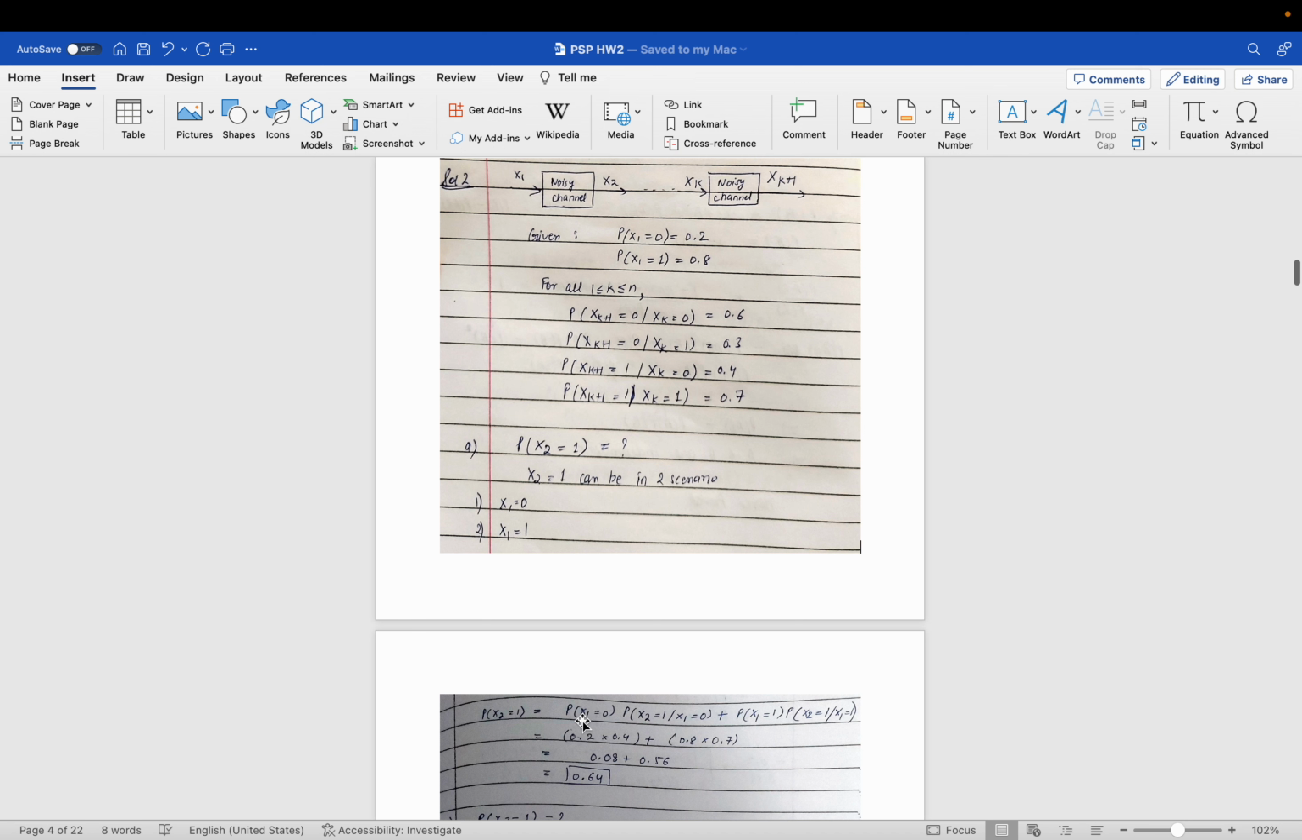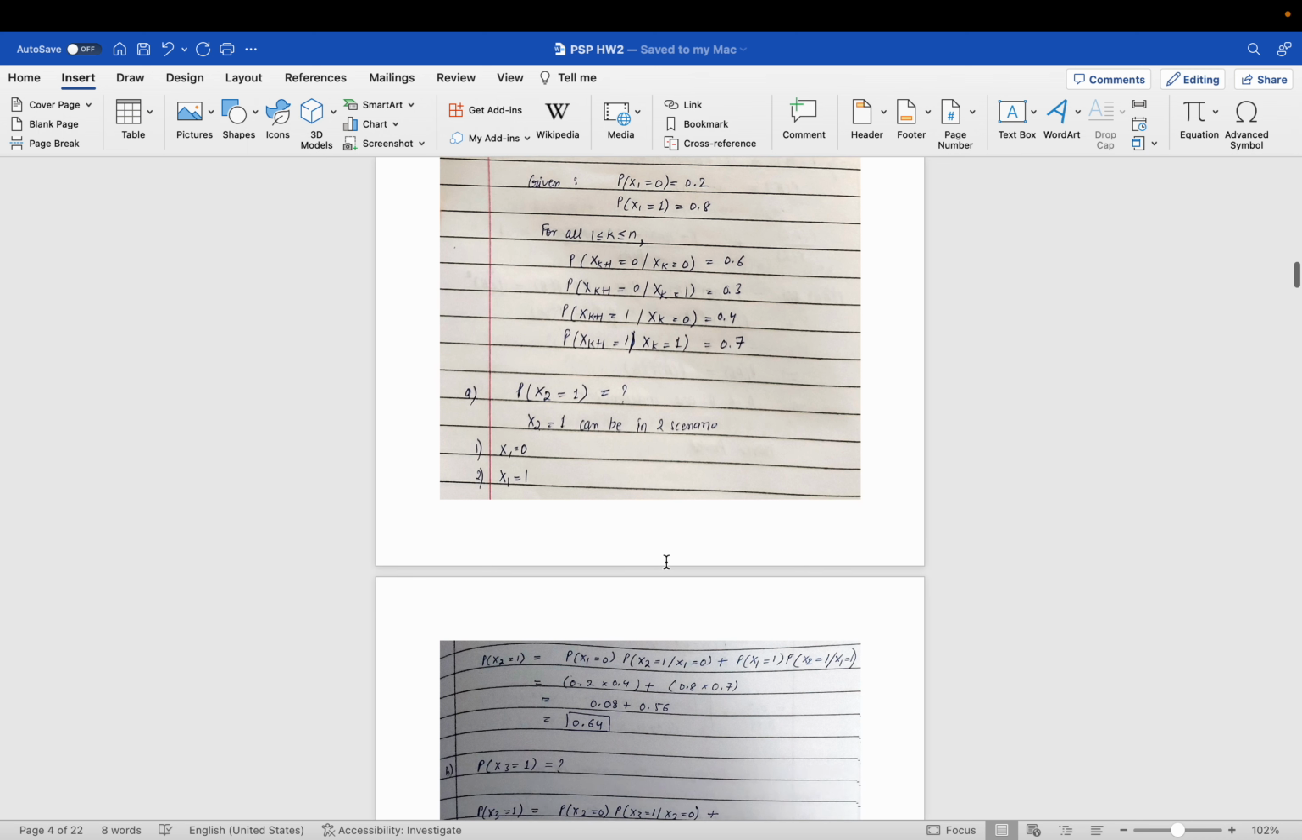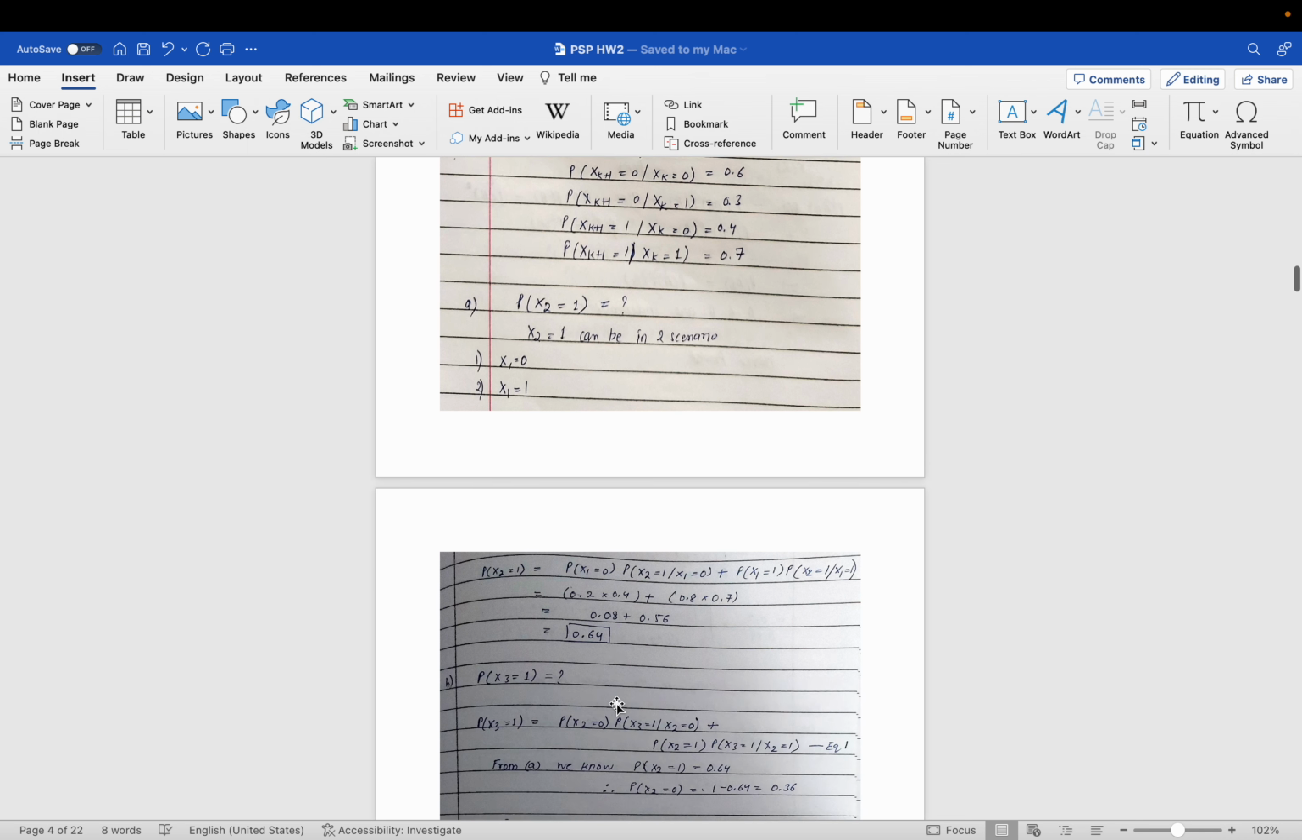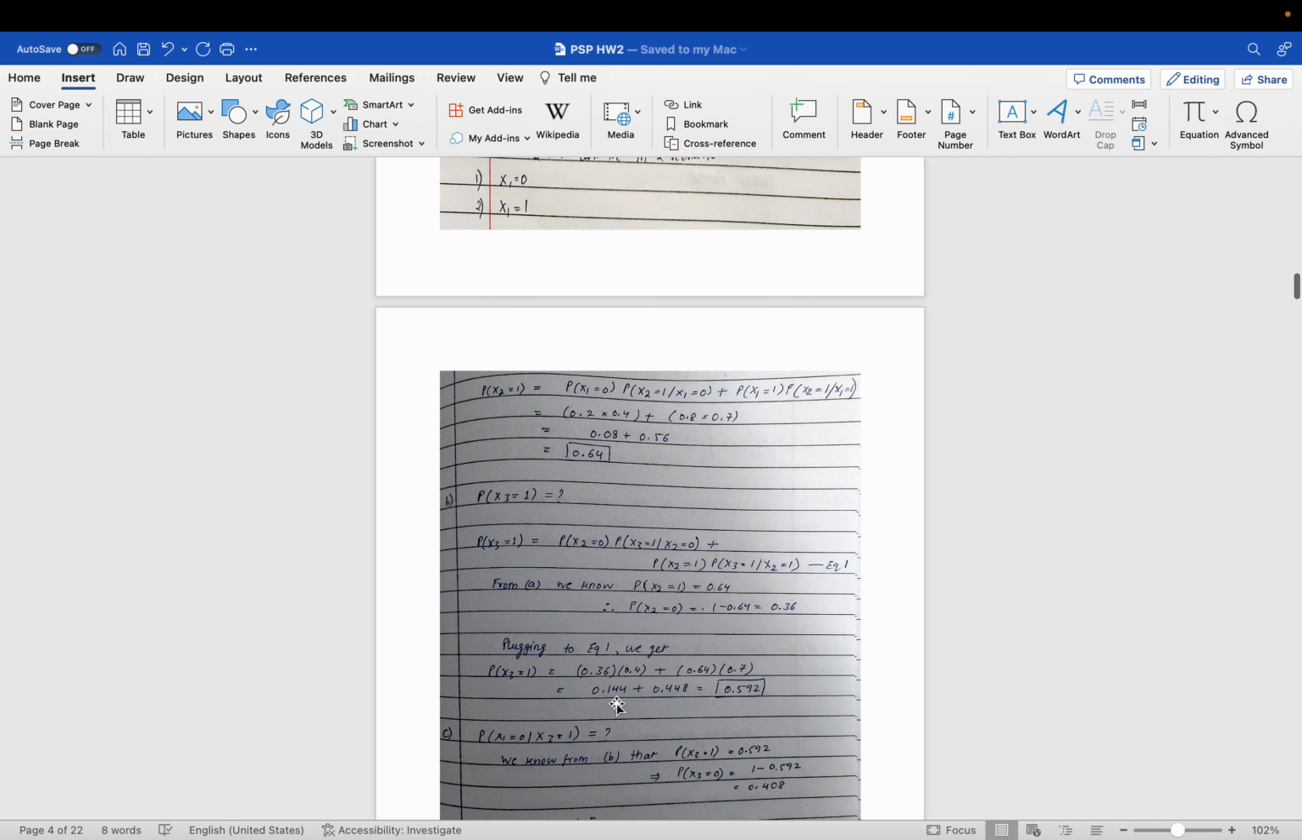So probability that x1 equals 0 is given as 0.2, probability x2 equals 1 given x1 equals 0, from here we can see that this will be 0.4, and probability of x1 equals 1 is 0.8, and probability of x2 equals 1 given x1 equals 1, from here we can see it's 0.7. So we get the final answer as 0.64.